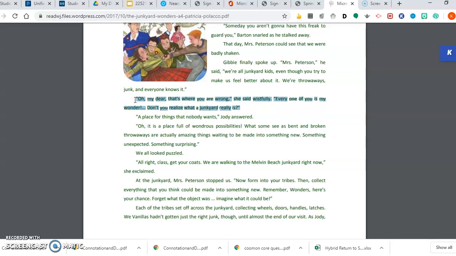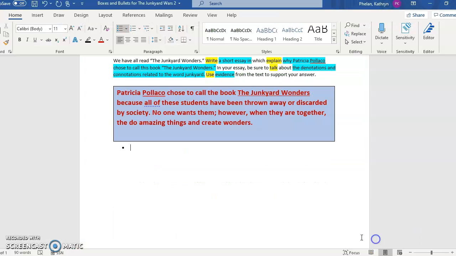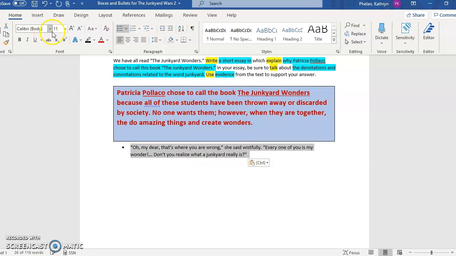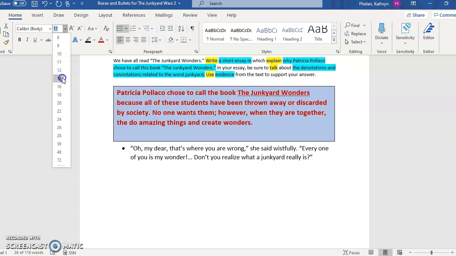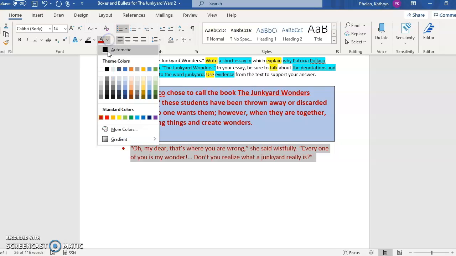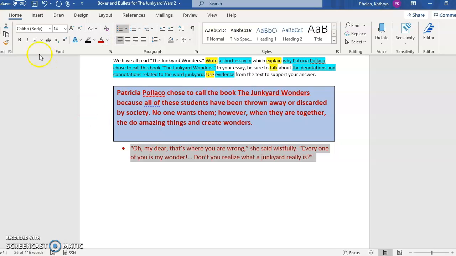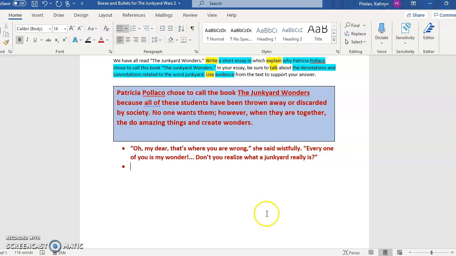So I'm going to Control C to get it where I need it. I'm going to go back to my boxes and bullets. Okay, I'm going to put it down where I need it to be. Again, I'm going to make it a little bit bigger so you guys can see it. Okay, and I'm going to make sure that the font color is red so it kind of jumps out a little bit at you. And then I'm just going to go back and I'm going to find another quote.